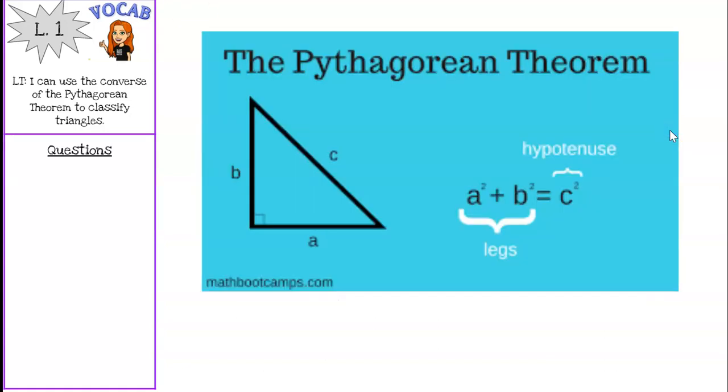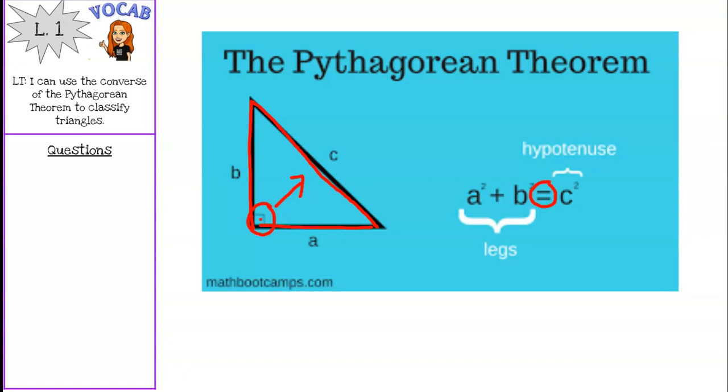The Pythagorean theorem, review. It states that if we have a right triangle, with that right angle, then the legs, the sides touching the right angle, a and b, when we square those two and add them together, will equal the hypotenuse squared, the side across from the right angle.